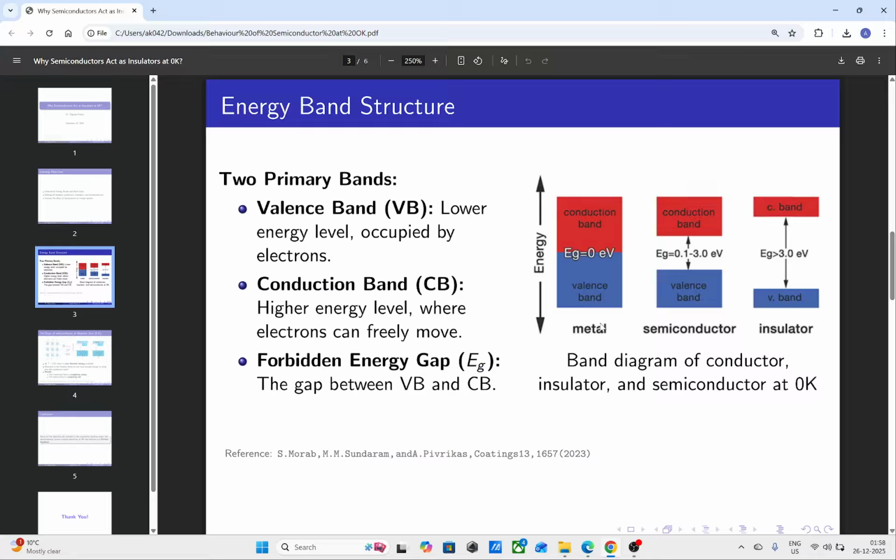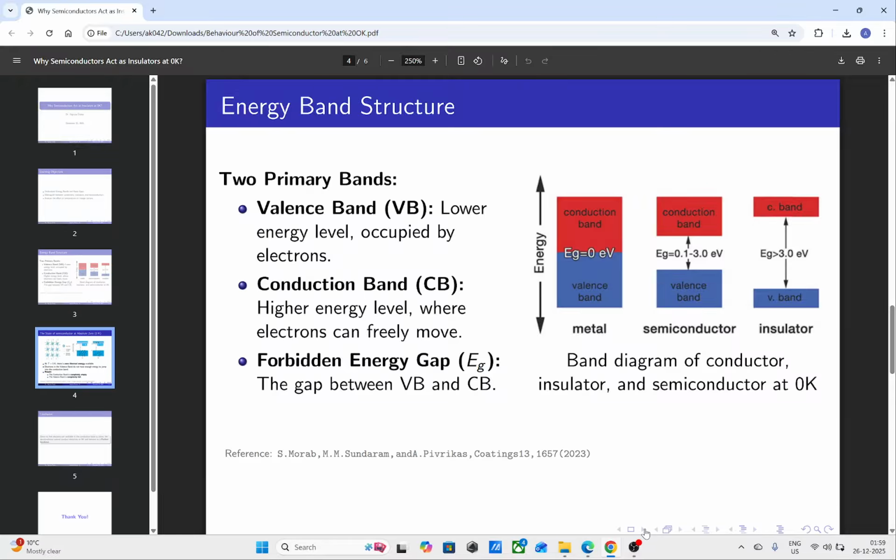So in the case of metals at T equal to 0 Kelvin, the band gap is nearly 0, meaning the valence band and conduction band overlap. In the case of insulators, this gap is very large, approximately greater than 3 electron volt. And in the case of a semiconductor, this gap is of the order of 1 to 2 electron volt, or 1 to 3 electron volt.